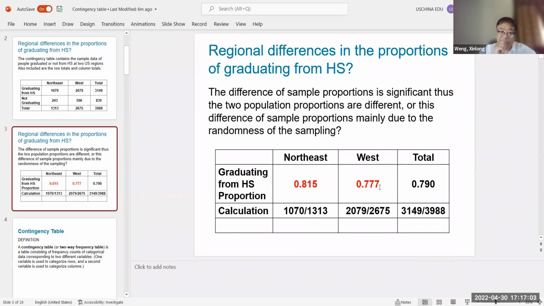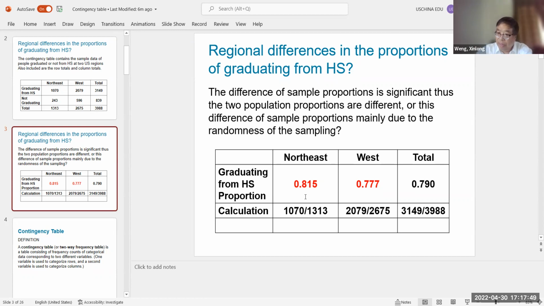Now you see the difference, right? The Northeast region, in terms of percentage, high school graduating rate, is 81.5%. The West is only about 77.7. It's obviously the Northeast region, our region, is better, right? Wonderful. You have wonderful mathematics knowledge: 81.5 is greater than 77.7.